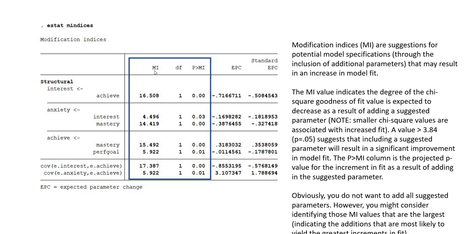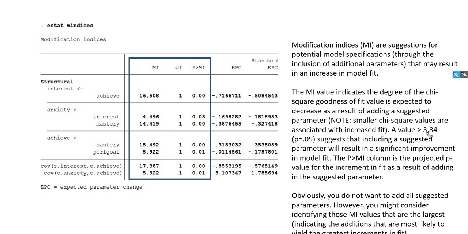you do need to make sure that those additional parameters are theoretically defensible. The modification indices are agnostic concerning your model. It doesn't care about the theory and so forth. This is basically a projection as to what would happen to the overall chi-square goodness of fit value if we add in a parameter. And so the MI reflects the projected decrease in the chi-square value by adding in a specific parameter. And decreasing chi-squares indicate improvements in model fit.